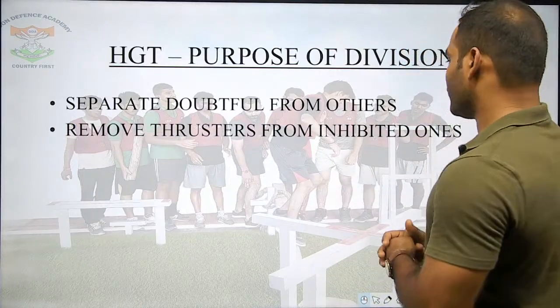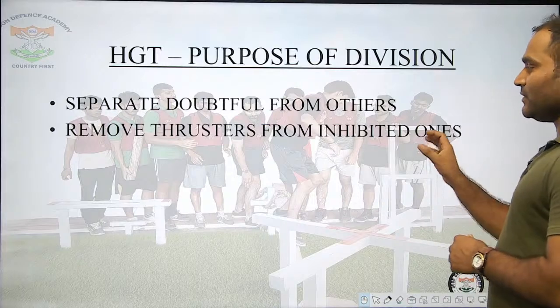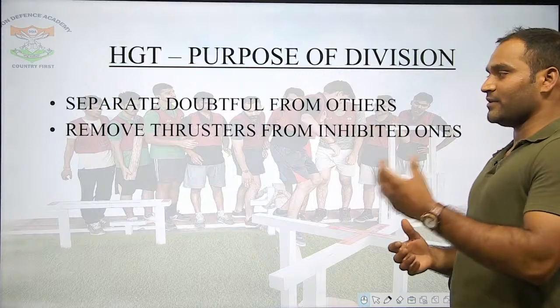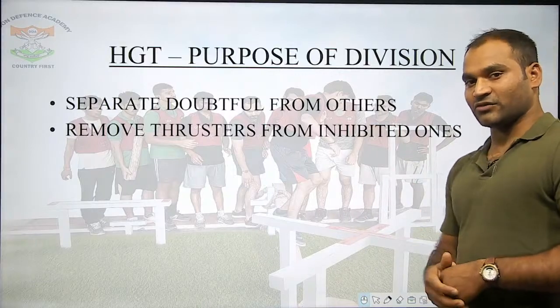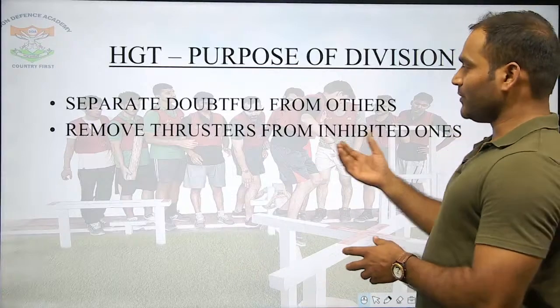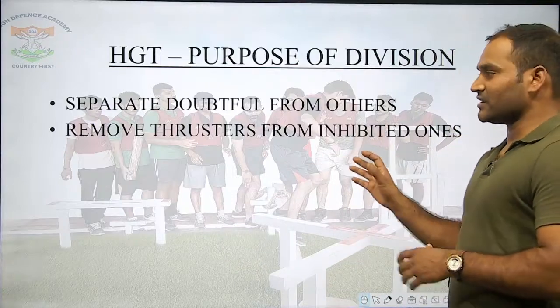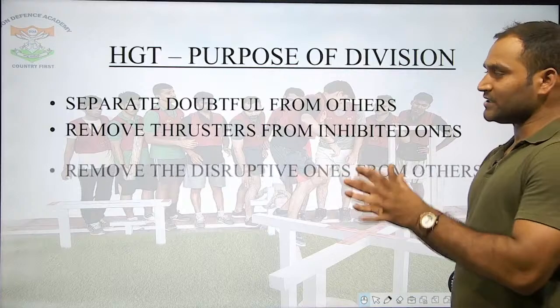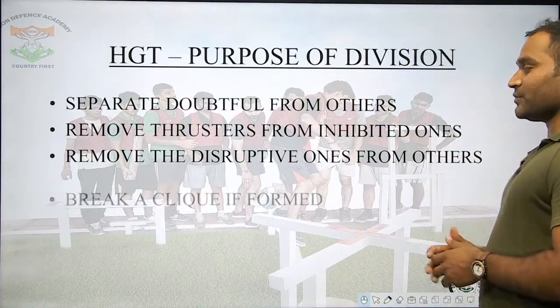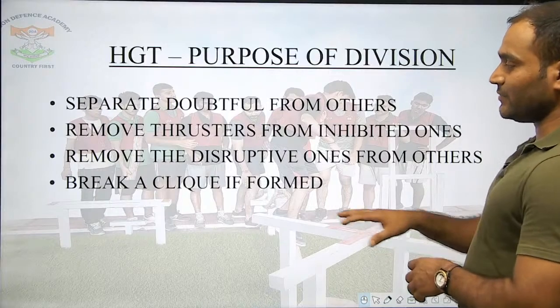Remove all trust here from the inherited one, meaning some people are not allowing other candidates to perform, so they are separated and given different tasks or different groups. So they can do well over there, and those people who were not able to do well somewhere are separated from there. So it is a separation according to their potential. Some of them were disruptive, so they are also removed and given a different room.